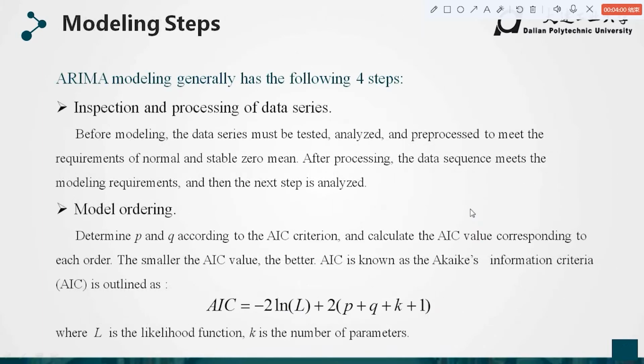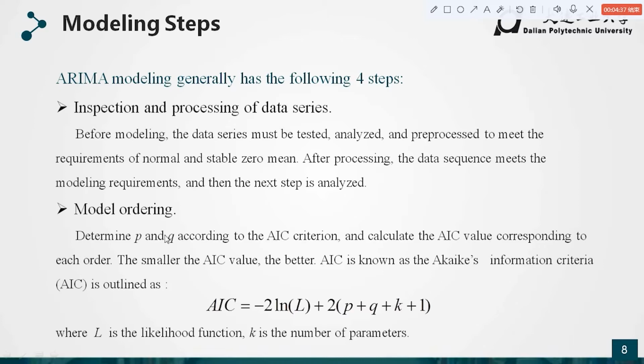First, inspection and processing of the data series. Before modeling, the data series must be tested, analyzed, and processed to meet the requirements of normal and stable zero mean. After processing, the data sequence meets the modeling requirements, and then the next step is analyzed.